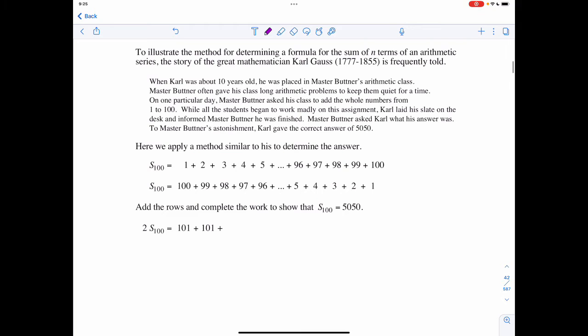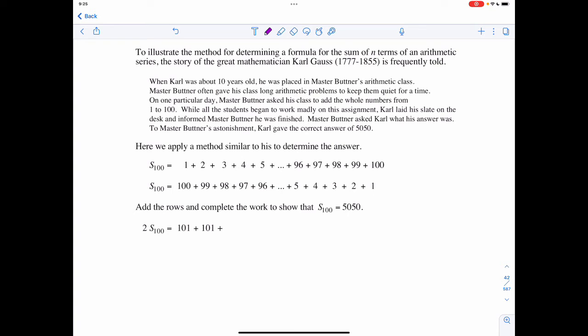To illustrate the method of determining a formula for the sum of n terms in an arithmetic series, the story of the great mathematician Carl Gauss is frequently told. When Carl was about 10 years old, he was placed in Master Buttner's arithmetic class. Master Buttner often gave his class a long arithmetic problem to keep them quiet for a time. On one day, he asked his class to add the whole numbers from 1 to 100.